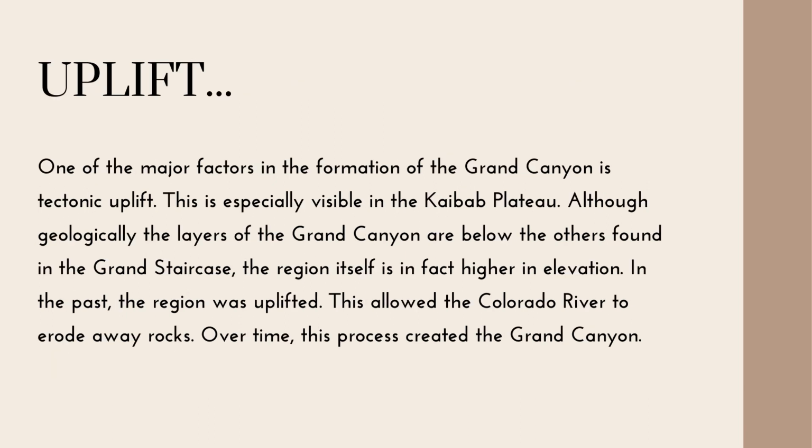Uplift. Tectonic uplift is one of the major factors in the formation of the Grand Canyon. This is especially visible in the Kaibab Plateau. Seen from afar, the region might resemble a massive, gentle dome. Even though the layers of rock in the Grand Canyon are below the other layers found in the Grand Staircase, the Grand Canyon is actually at a higher elevation. This is all due to uplift. When the region was uplifted in the distant past, it allowed the Colorado River to erode away a path through it. This process eventually formed the Grand Canyon we see today.